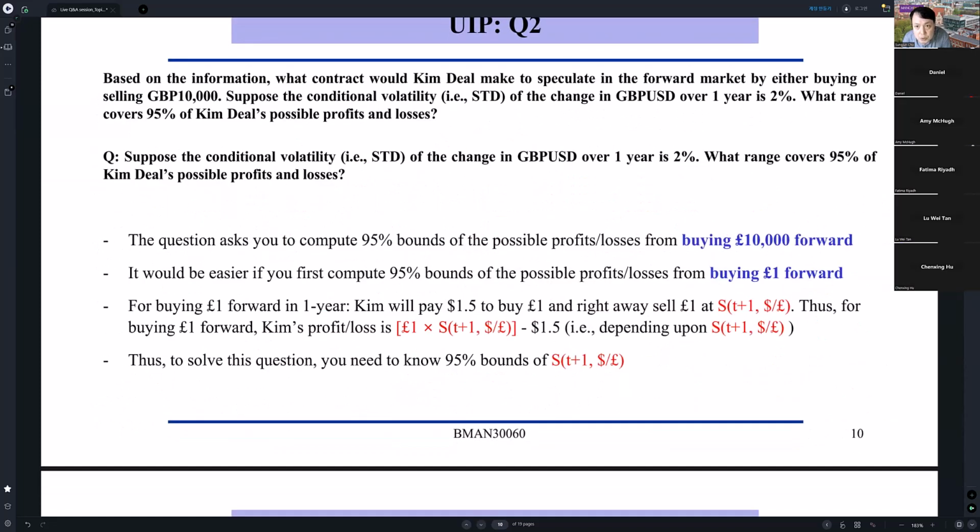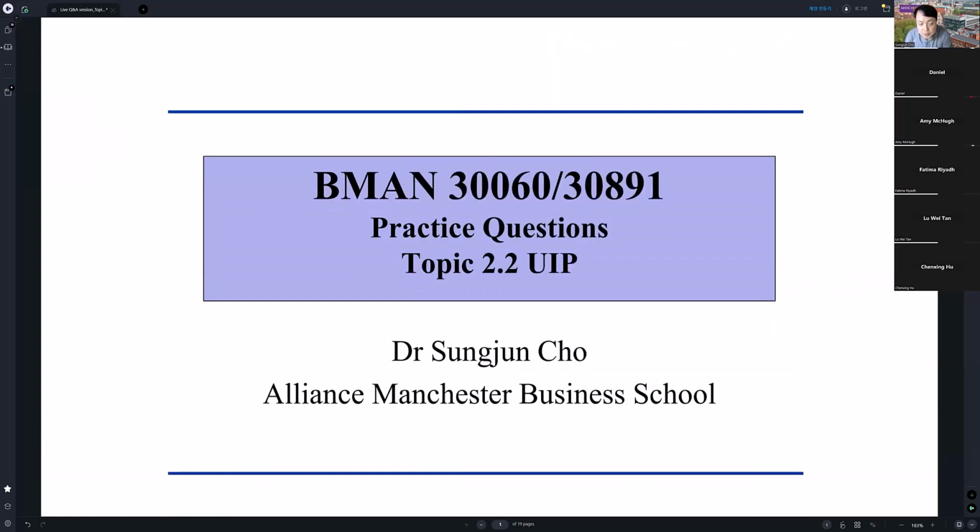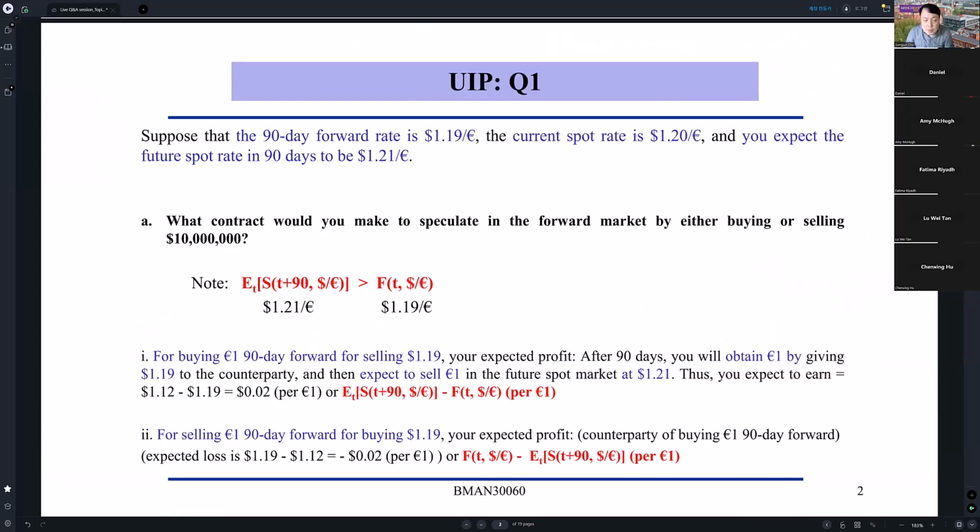So let's talk about question 1. Suppose that the 90-day forward rate is given like this. For €1, you have to pay $1.19. Current spot rate is this. You expect the future spot rate in 90 days to be $1.21 per euro. Given this information and that you are confident about your forecast, what do you need to do?